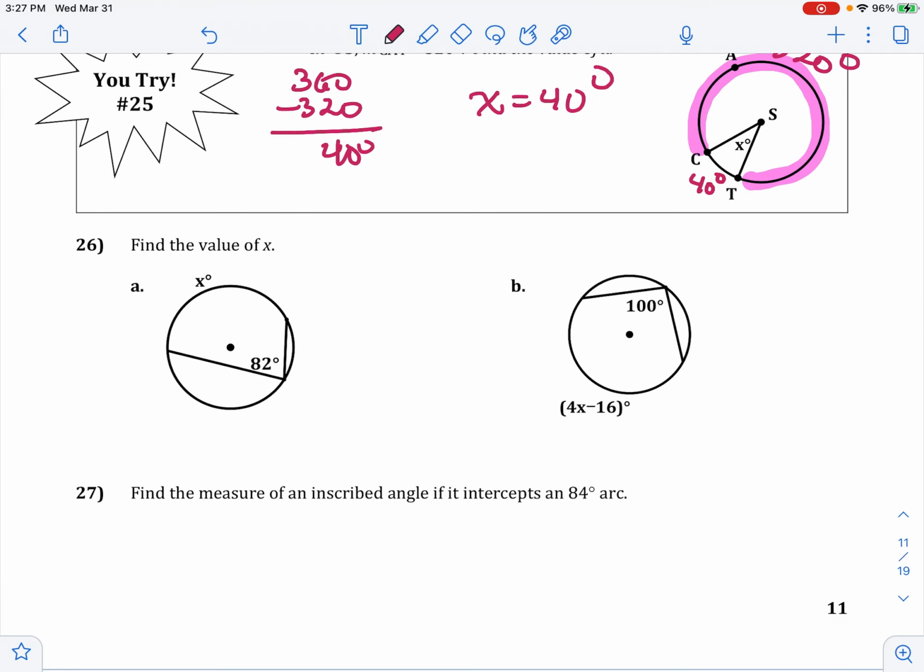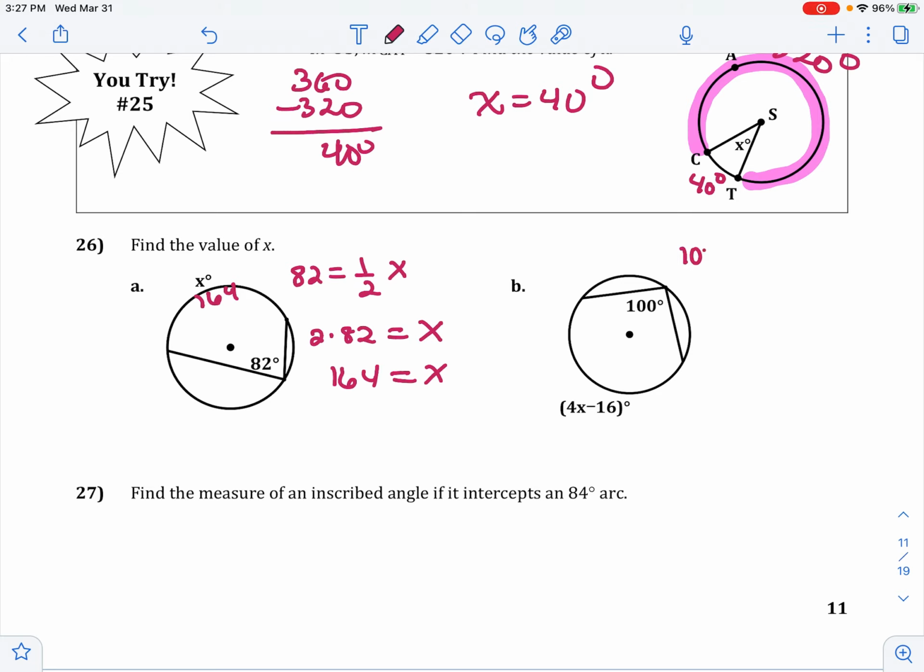All right. These two problems, 26A and B, involve inscribed angles. If we remember, an inscribed angle is equal to half of its arc. Usually we know the arc, and we divide by 2 to get the angle. But if we know the angle, we're going to have to multiply by 2 to get the arc. So 82 is equal to half of X. So 82 is half of who? Well, if we double 82, we'll get X. So that's going to be 164. So if X is 164, that makes sense because 82 is half of it.